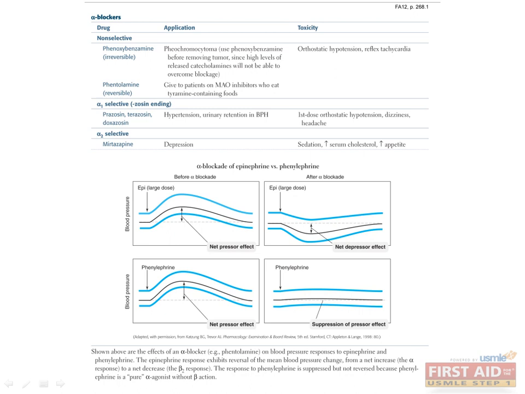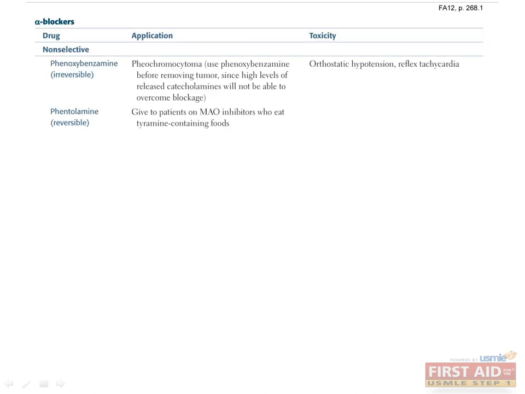Let's talk about alpha blockers now. Non-selective alpha blockers include phenoxybenzamine, which is irreversible, and phentolamine, which is reversible. The primary application of these drugs is treatment of hypertensive crises from catecholamine surges caused by pheochromocytoma, MAO inhibitor plus tyramine interactions, etc. Side effects include orthostatic hypotension and reflex tachycardia.